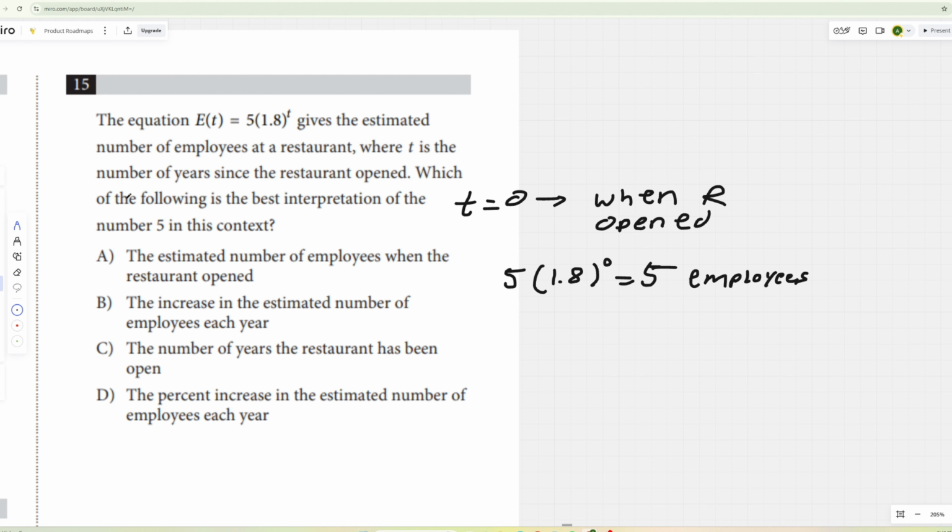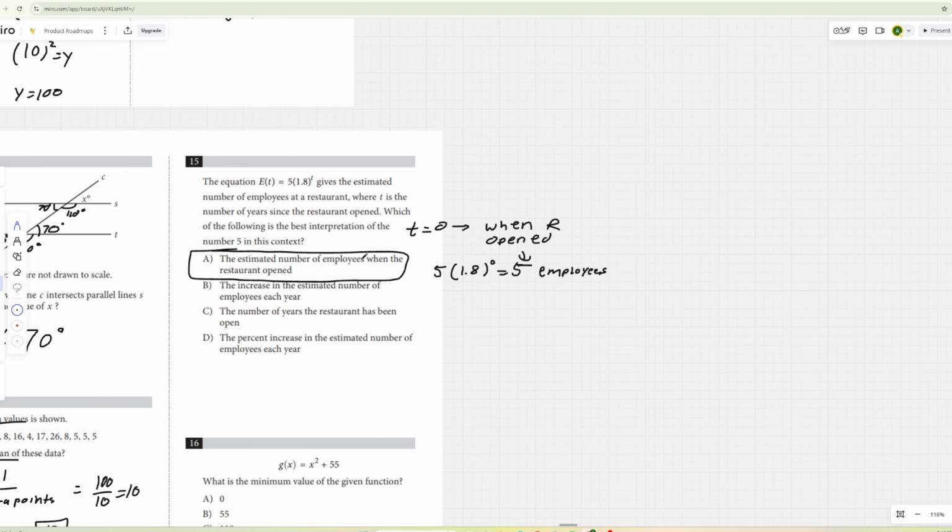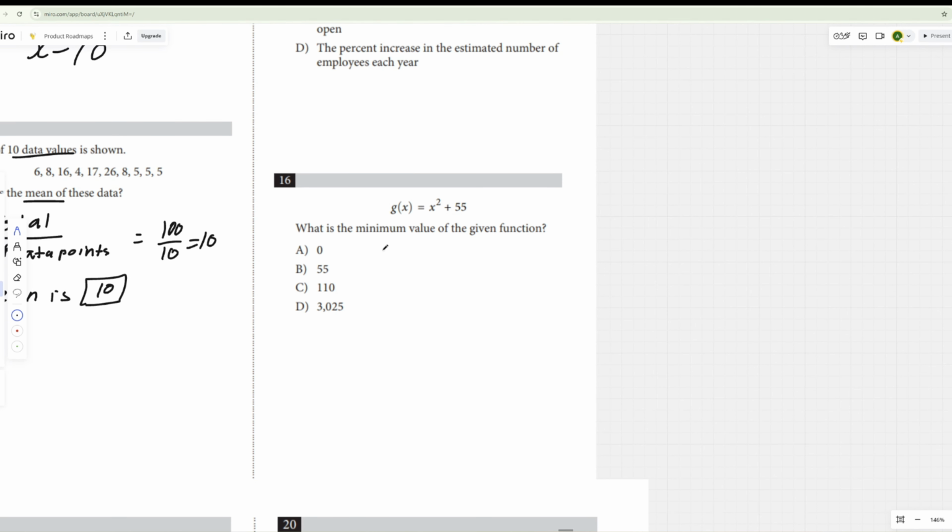So now that we have this, we can see that the answer is clearly A. The estimated number of employees when the restaurant opened. When it opened, the number of employees was 5. So what is the minimum value of the given function? Well, minimum value, that's also something called a vertex. This is going to look like a smiley face like this. I don't know exactly where, but it's going to look something like that.